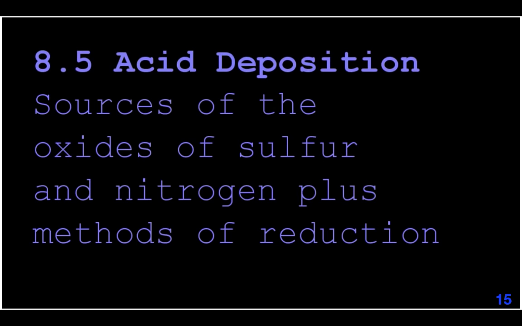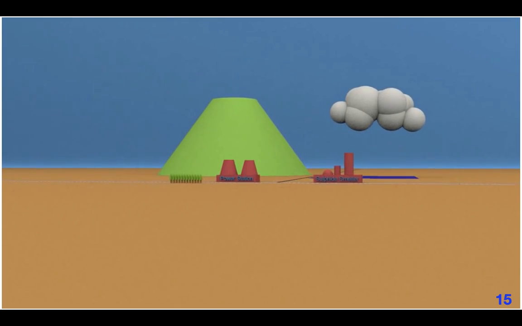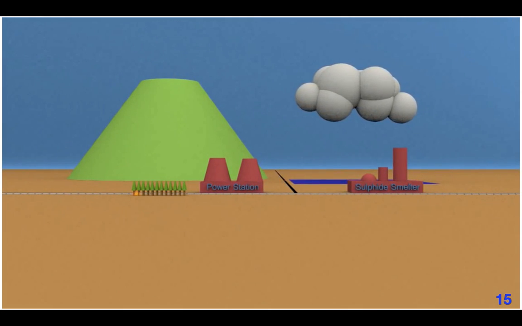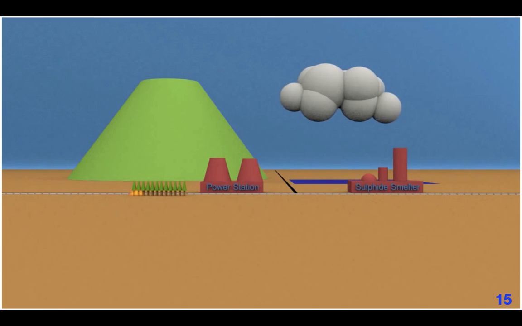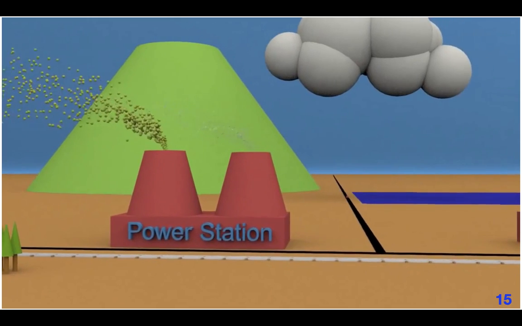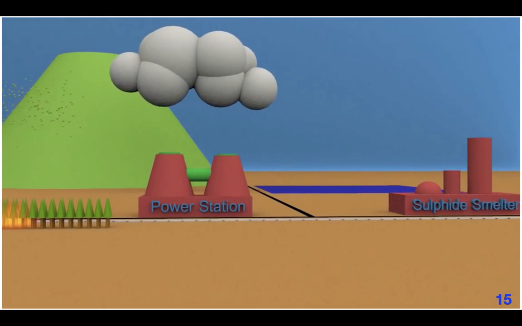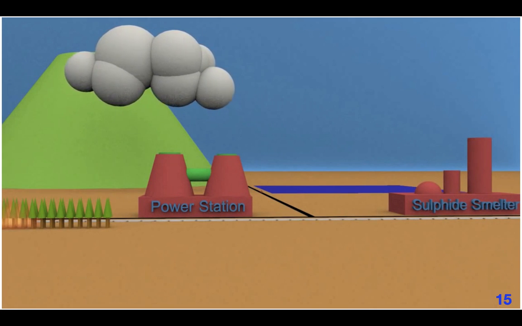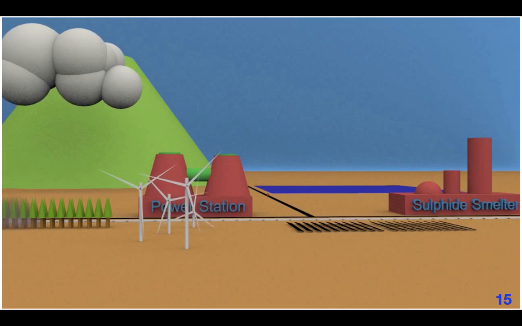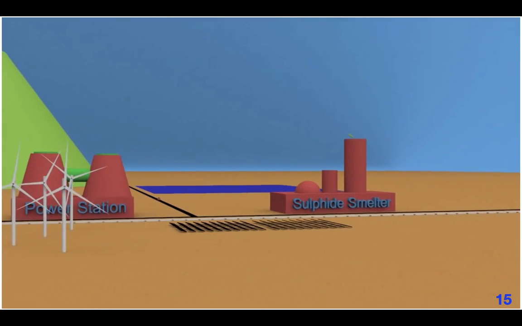8.5. Acid deposition, sources of oxides of sulfur and nitrogen, and some solutions. Natural sources of sulfur oxides are volcanoes and forest fires. Nitrogen oxides are formed when lightning strikes occur. Now, power stations, if they're carbon-based, release both of the gases, and there are several solutions. We'll see later how those can be reduced or eliminated. You can also replace the power stations with solar power or wind generation, for example. Neither produce those two oxides.